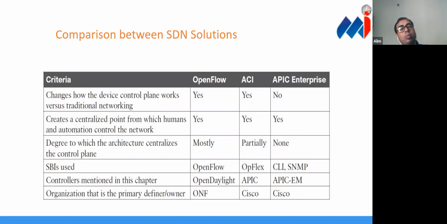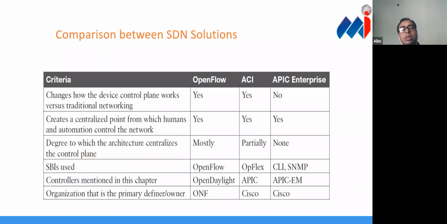Then southbound interfaces are used. What type of southbound APIs or interfaces are used? OpenFlow is used for OpenFlow, and OpFlex, a version of OpenFlow, is used in Cisco ACI. CLI, command line interface, SSH, Telnet, and SNMP are used in EPIC Enterprise.